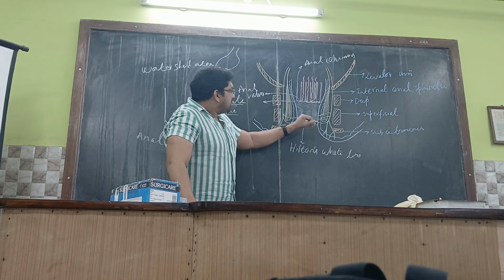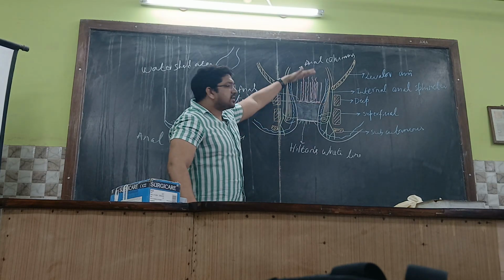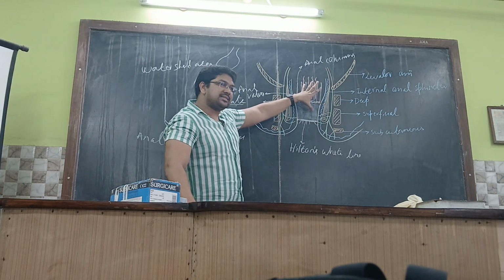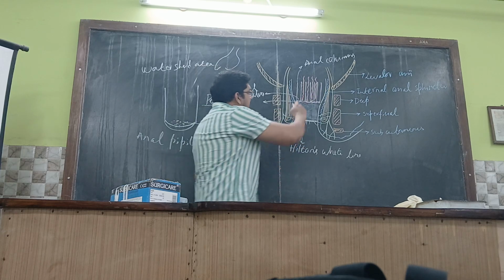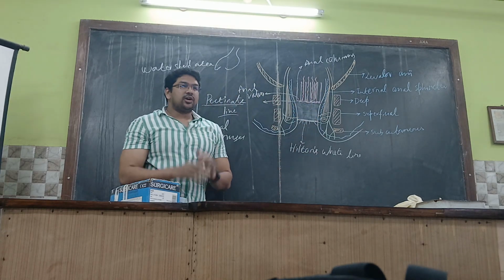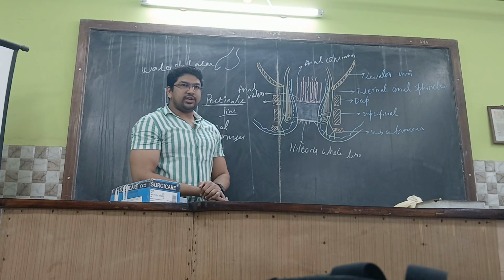Get it? So two different nerve supplies, two different lymphatic supplies, two different blood vessels. Okay. So this acts as a watershed line for the lymphatic drainage over here. Okay.